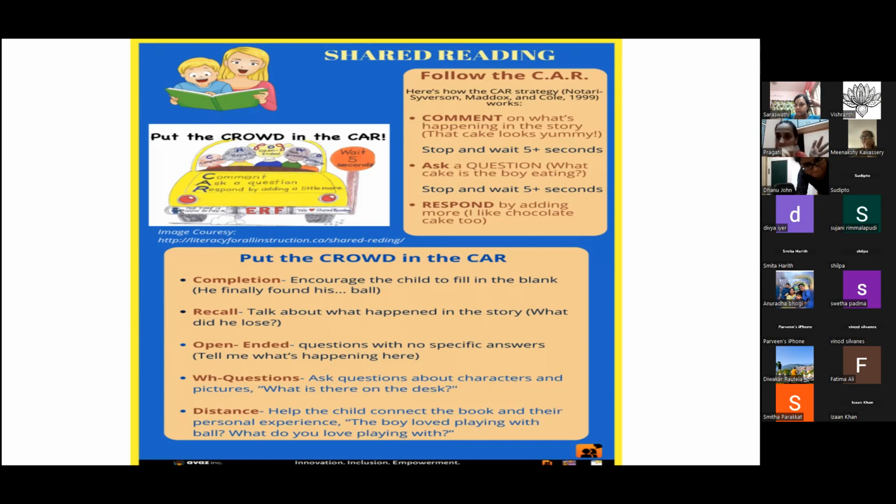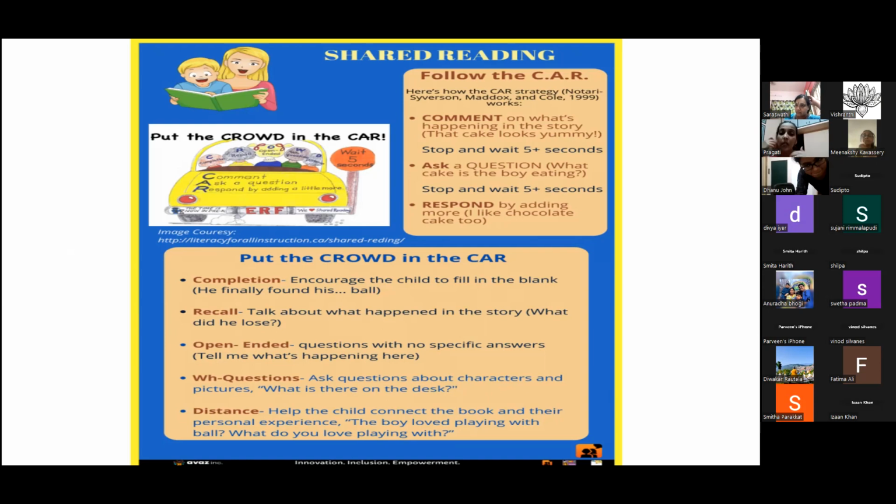What did he lose? The ball. Open-ended questions: there is no specific answer, no right or wrong answer. Do you want to tell me something that happened in the story? It could be anything. The child could just press on ball. Yeah, there was a ball. The child lost the ball.